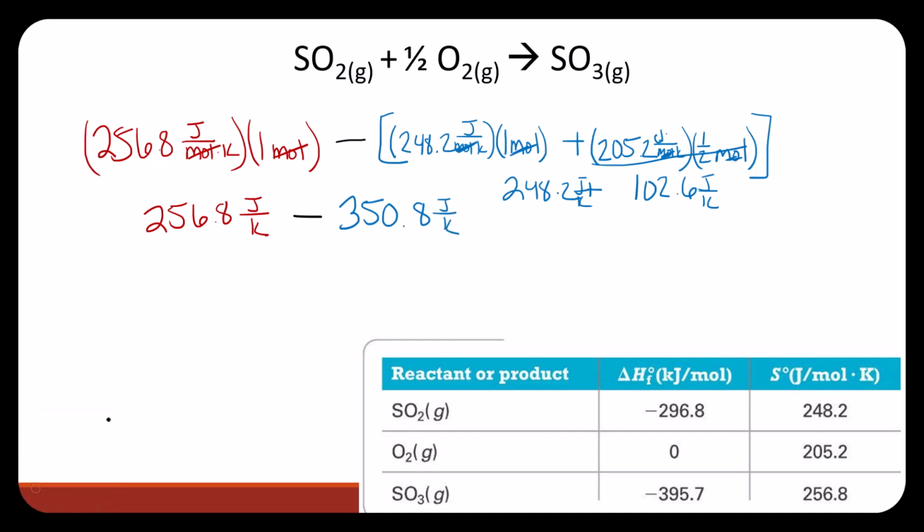So to get the entropy change for this reaction, we're going to take products minus reactants, so 256.8 minus 350.8, and we get a negative 94 joules over Kelvin.